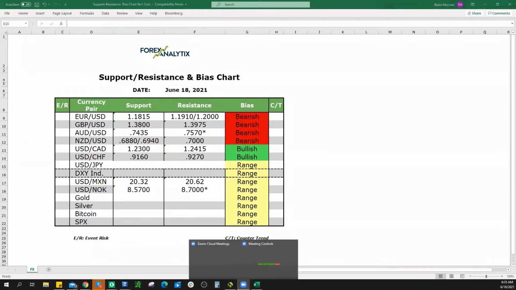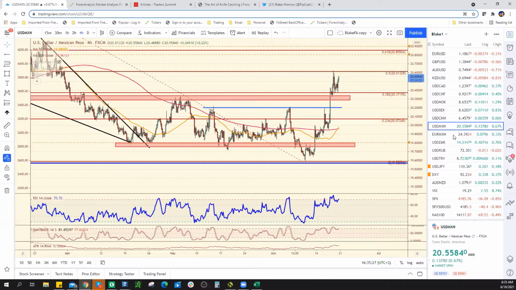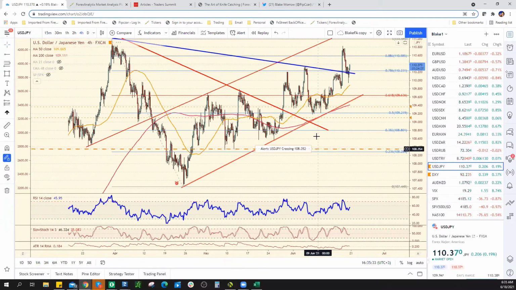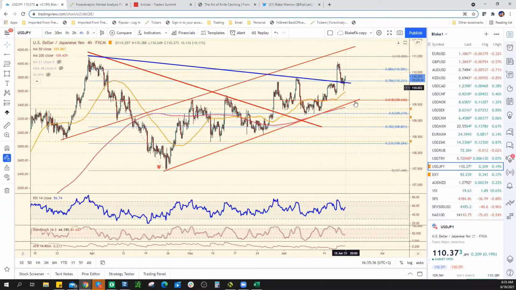Let's go to the dollar yen. I don't know what to do with the dollar yen. I think you just got to respect this channel. So resistance is 111. Let me get rid of this really fast. I don't even want to deal with that. 109.65.